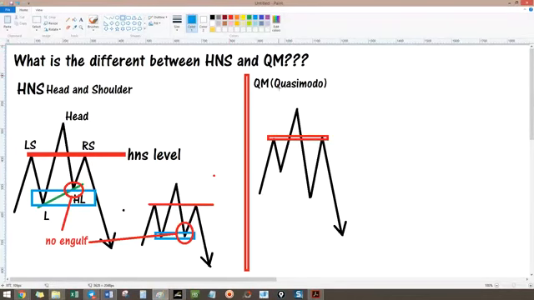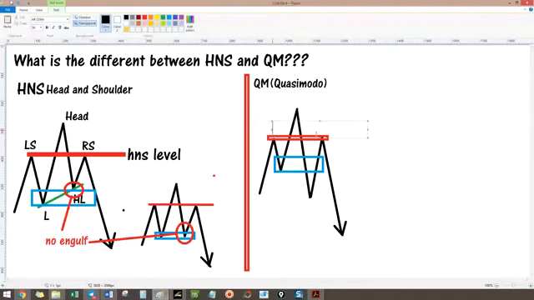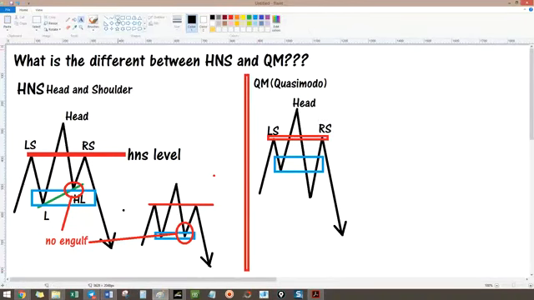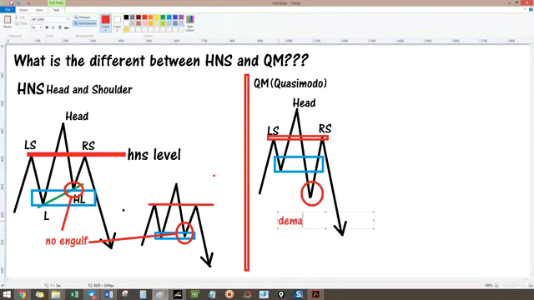Over here, you got demand here, drop base rally. Over here is LS. Over here is a head. Over here is a right shoulder. And price did engulf here. Okay. Demand engulf.